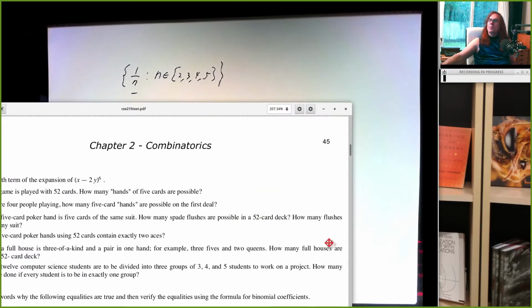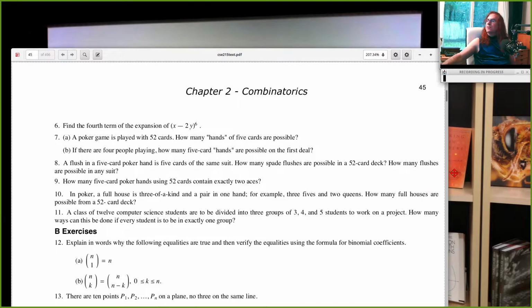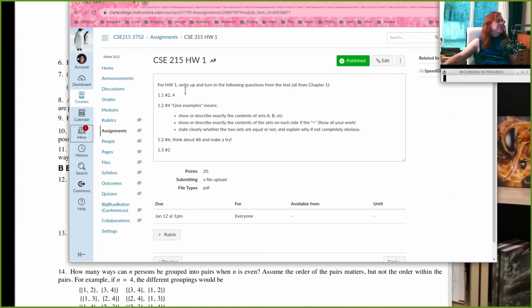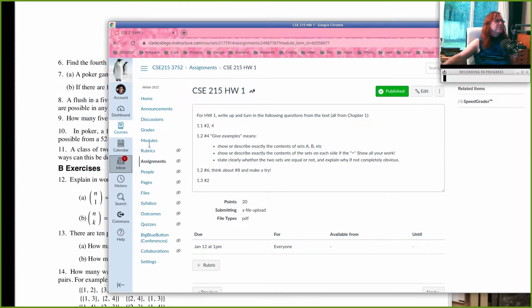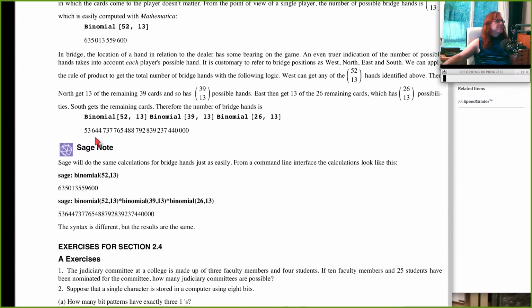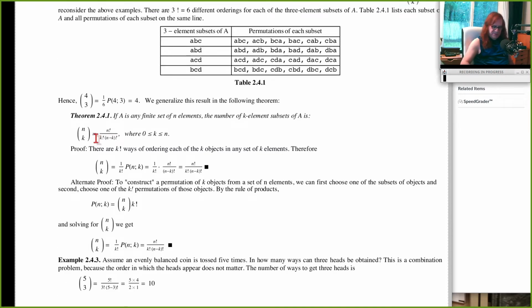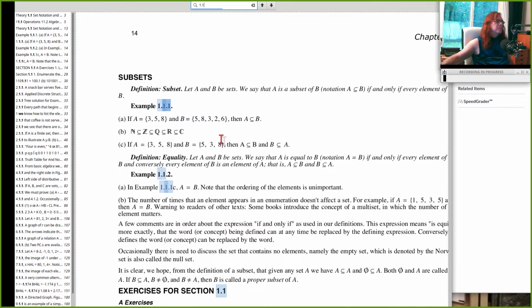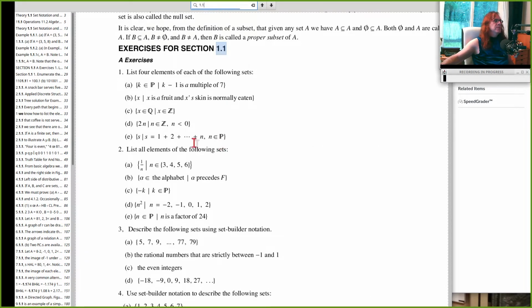So let's go over the homework assignment since we're here anyway. So 1.1 questions 2 and 4, 1.24, and so on. So let's start with 1.1, questions 2 and 4. So 1.1 question 2, list all the elements of the set. Hey, I almost got the set right. That was from memory. List all the elements alpha contained in the alphabet such that alpha precedes F.